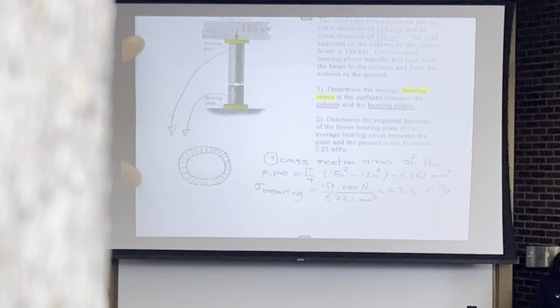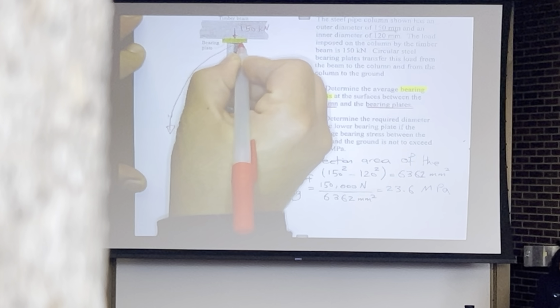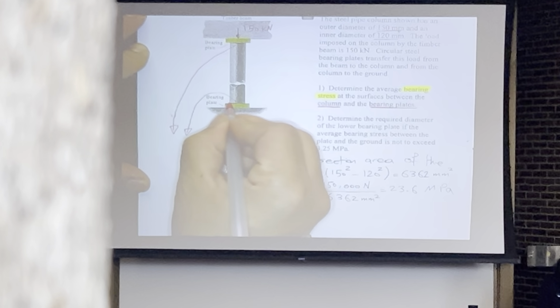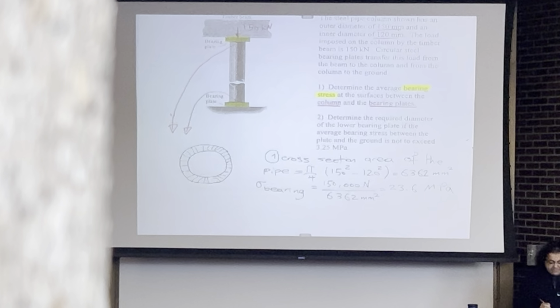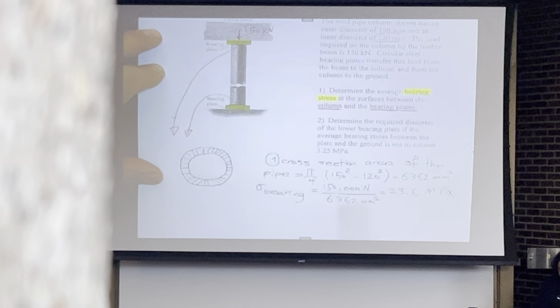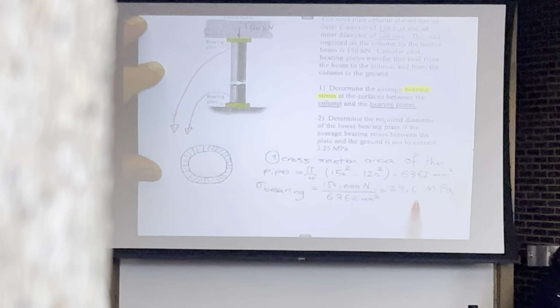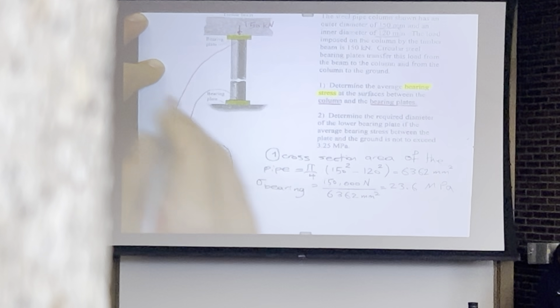It's going to be the same. So the bearing stress at the top of the column and the bearing stress at the bottom of the column, not the bottom of the bottom plate, both are equal, and both are equal to 23.6. Oh, okay. This is what I tried to highlight over here.